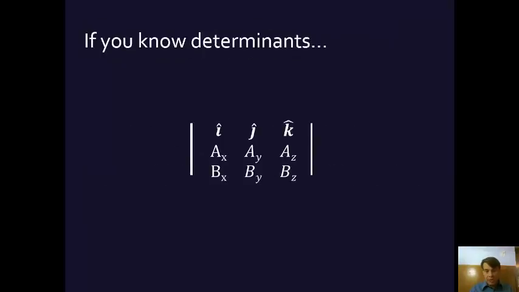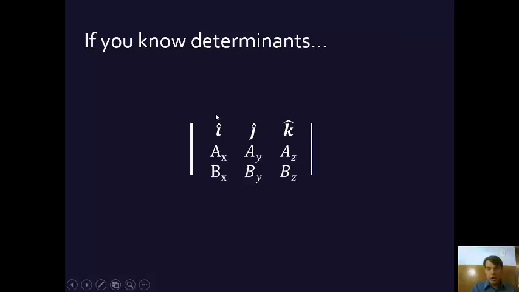How do you do determinants? One way to do it with a 3x3, this is called a 3x3 determinant, is to take the I and the J row and copy it at the end, so you recopy it at the end, and then you can do crosses to get it.